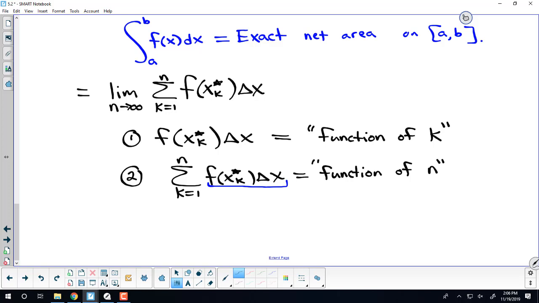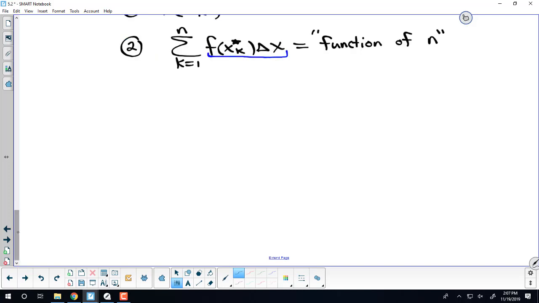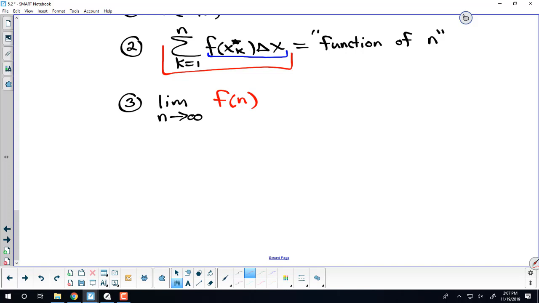I mean, it'll be clear when we compute stuff, but I think it's important to look at it sort of abstractly and to see what we're actually dealing with. Function of k turns into a function of n, and then the only thing left to do is compute the limit at infinity, the limit as n approaches infinity, on all of this stuff, which is a function of n. And then once we do that, you have the exact area.